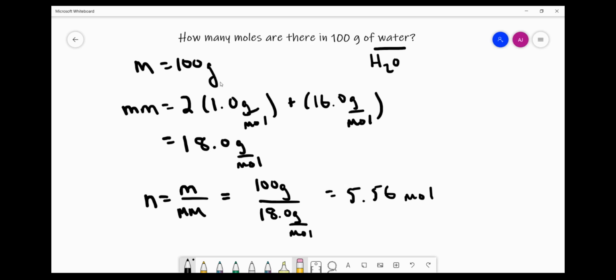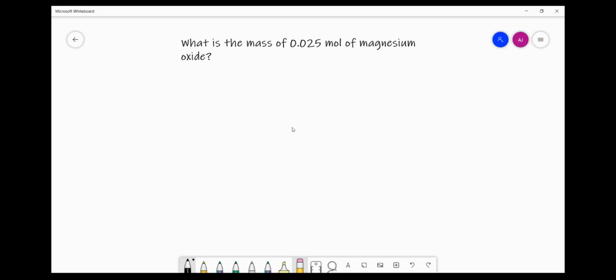Let's do one more example of a common calculation. Although we often will measure something and want to know how many moles, you'll see in the latter half of this unit, we also will often be given a molar amount and need to turn that back into a mass. So what is the mass of 0.025 moles of magnesium oxide? What's magnesium oxide? Well, that is MgO. So there's the compound I'm talking about. And I'm given 0.025 moles.